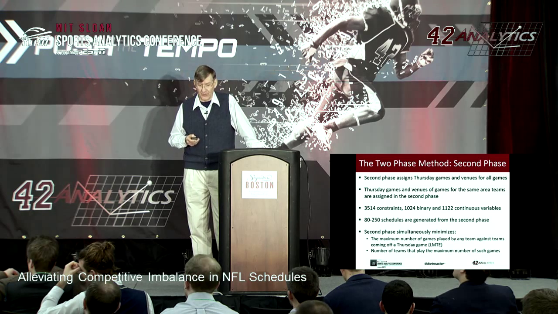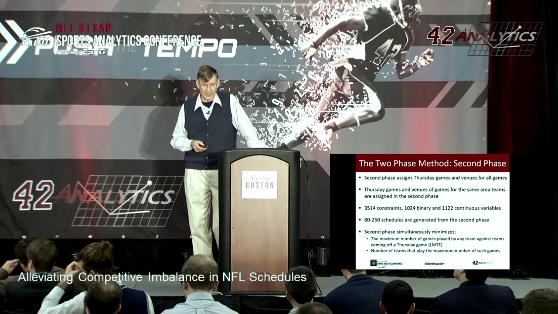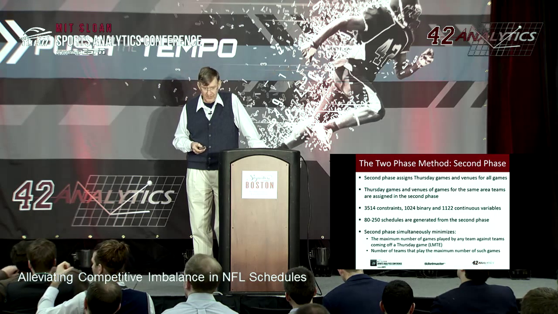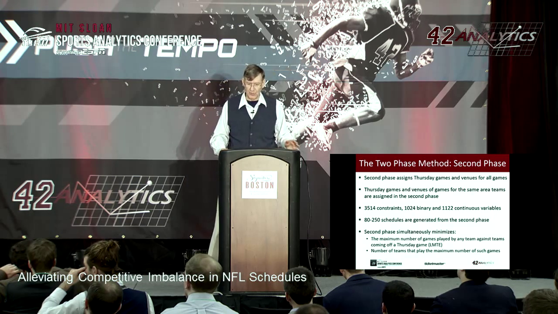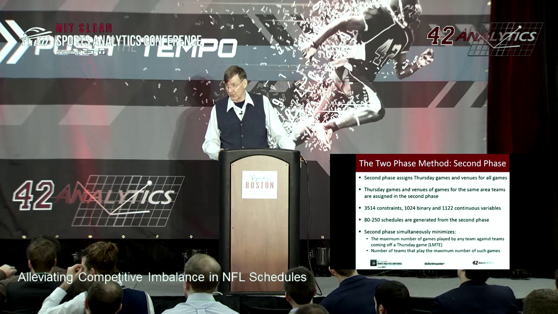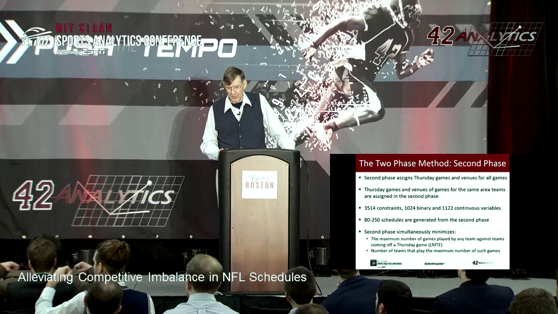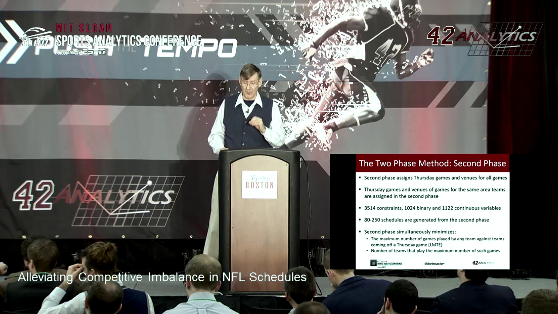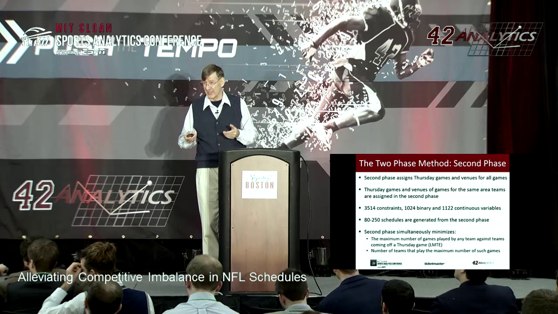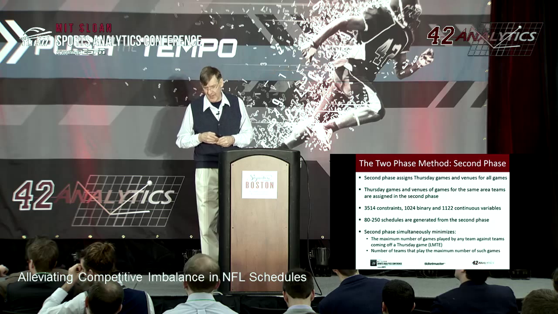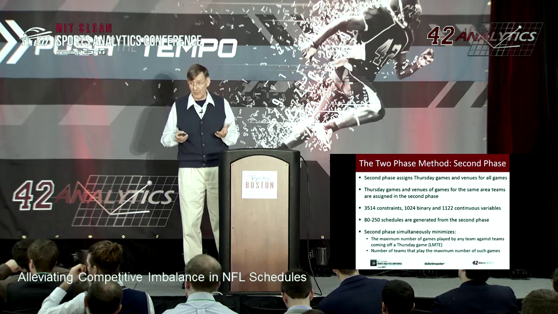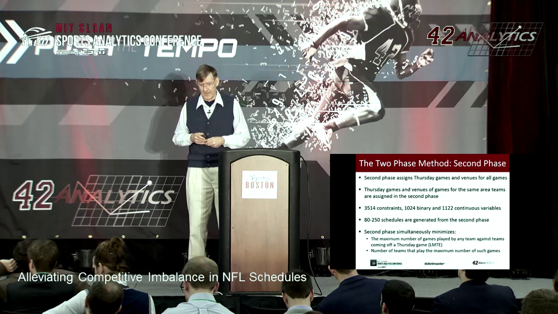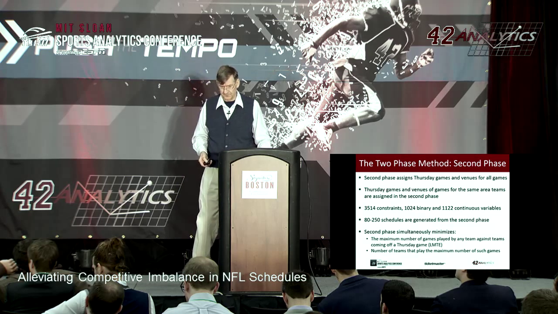The second phase assigns the Thursday games and the home and away, the venues for all games. It also has a large number of variables to deal with in solving. And that generates 80 to 250 schedules that are feasible schedules with no bye-week bias. Our objective in the second phase is to minimize the maximum number of games that teams have this Thursday disadvantage. We call it the league maximum Thursday advantage. So we don't want any team, for example, to have to play more than 2 games against teams coming off a Thursday, and that team had 3 days extra rest. So we also want the minimum number of such teams.